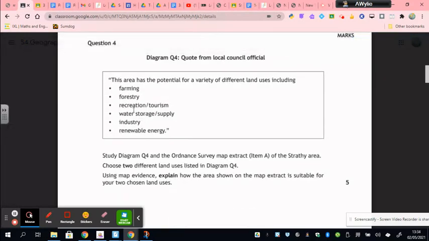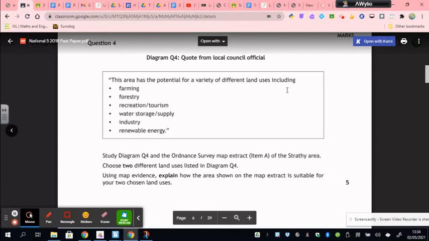So it's not just saying there is farming happening in this area and there is renewable energy happening and they could be in conflict. You might write an answer like farmers might be disrupted by wind turbines or hydro dams being built, but you need map evidence to support that potential conflict. So that's how you would access the marks. So that's question 4.